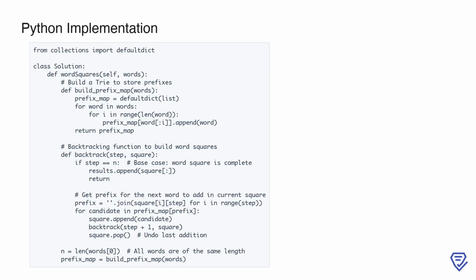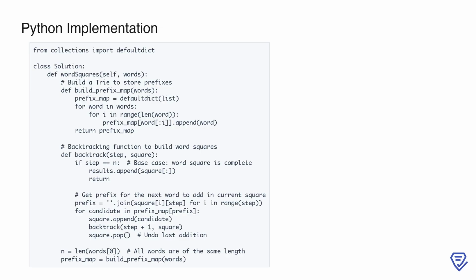Next, we define a backtracking function that will help us construct the word squares. This function takes two arguments, step, which tracks the current depth in the word square, and square, which represents the current partial word square being built. If the step equals n, meaning that the square is complete, we append a copy of the square to the results list and return. Otherwise, we calculate the prefix for the next word by iterating through the current square and extracting the letters at the step index. Using this prefix, we fetch all candidate words from the prefix map. For each candidate, we add it to the square, proceed to the next step with a recursive call, and then backtrack by removing the last addition once we return.